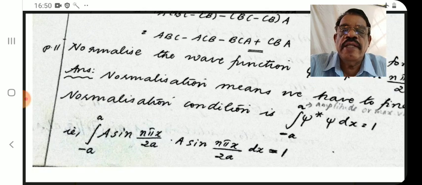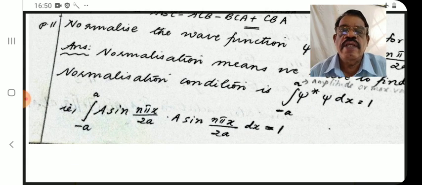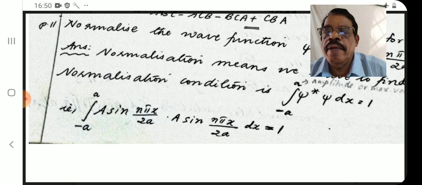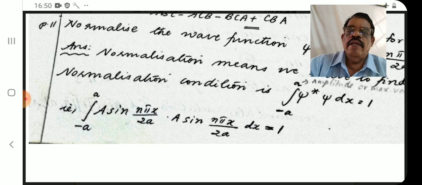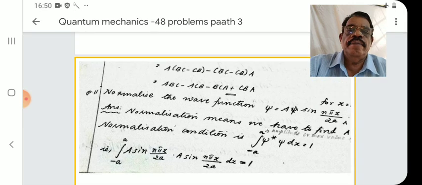So the normalization condition, you know, is the integral from minus a to plus a of psi star psi dx equal to 1. The function is written: integral from minus a to plus a of A sin(nπx/2a) into A sin(nπx/2a) dx is equal to 1. A is the normalization constant.